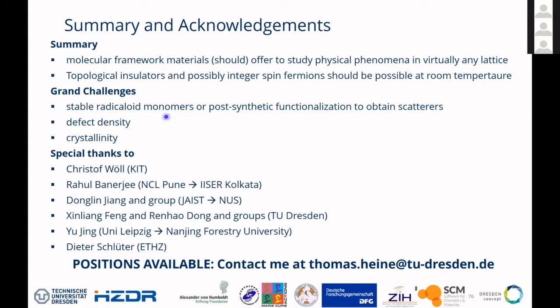For example, it would be very good to have stable radical monomers, or to do post-synthetic functionalization to obtain, let's say, free-standing electrons in these monomers. Defect density is an issue, crystallinity is an issue, but I think these are all issues that can be sorted out in the future. And I would like to thank here my long-term collaborators.